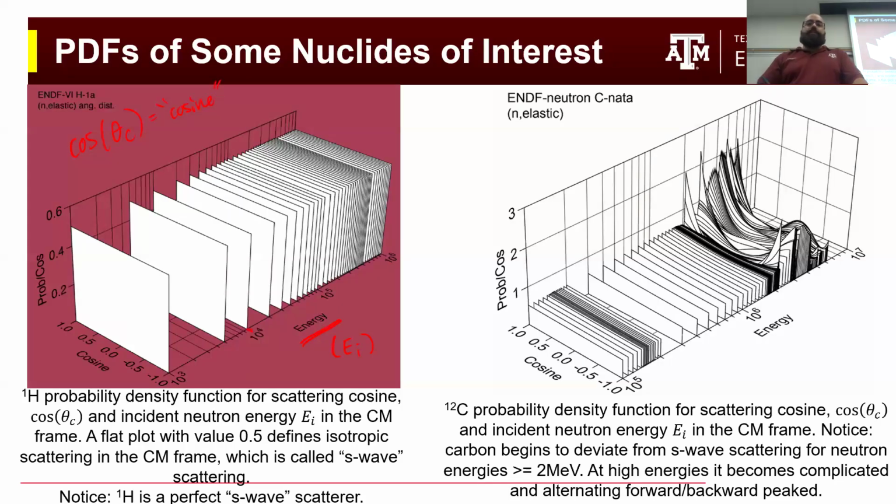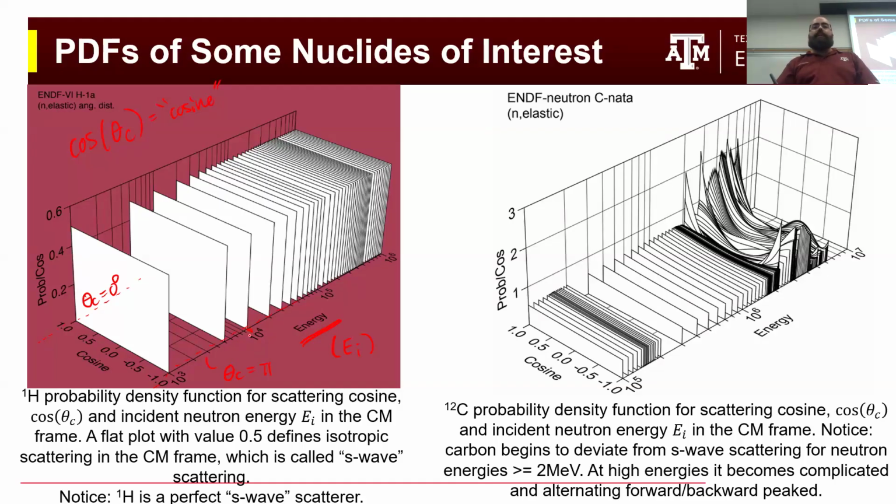And so notice that if cosine equals 1, which would be along this line, that corresponds to theta c equals 0. And if cosine is -1, that corresponds to this line. And on that line, that's theta c equals pi. So these are grazing collisions along this line. These are backscattering collisions along this line. Obviously, cosine of 0 would mean that you scatter and you come out at 90 degrees from where you started.